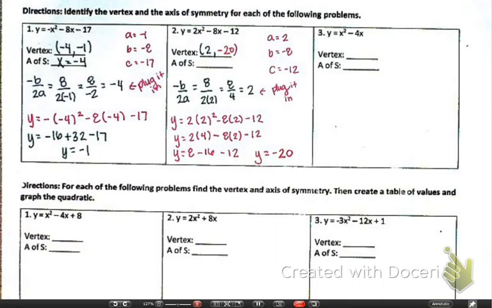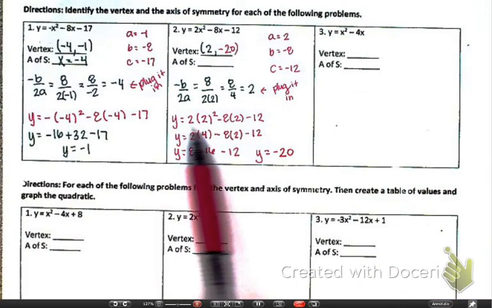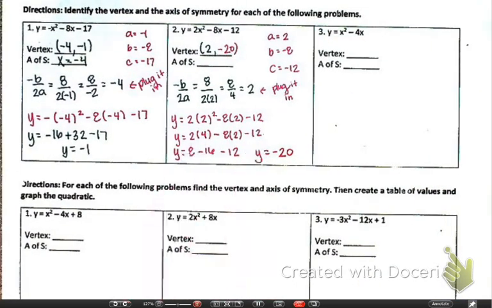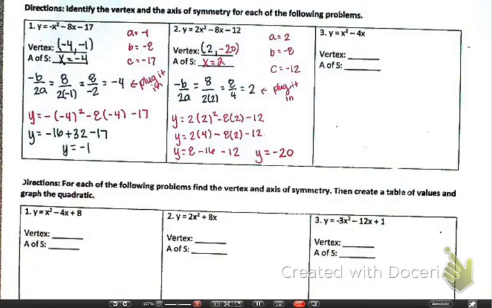Now, you can probably skip this step here and plug the whole thing into your calculator. That's fine too. You just have to be careful you keep the parentheses. Okay? And then what's my axis of symmetry? X equals 2. Awesome. All right, I would like you to try number 3.